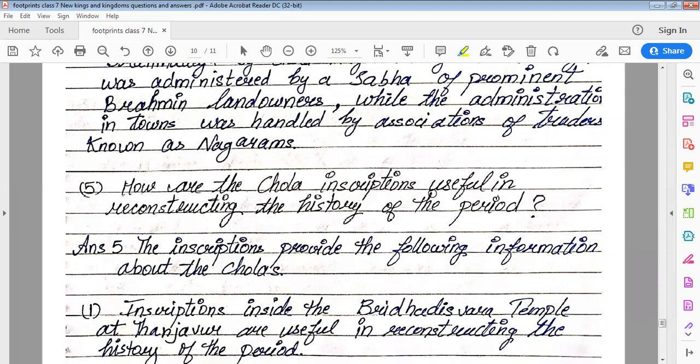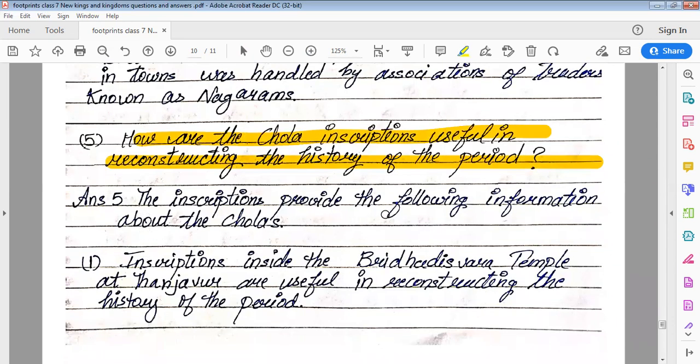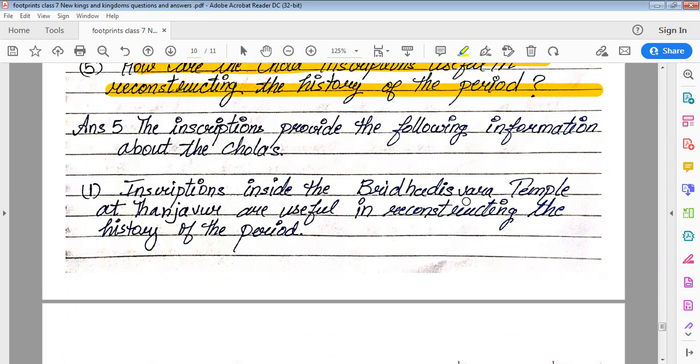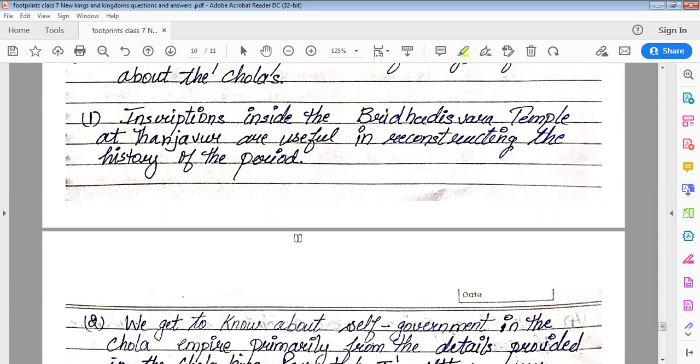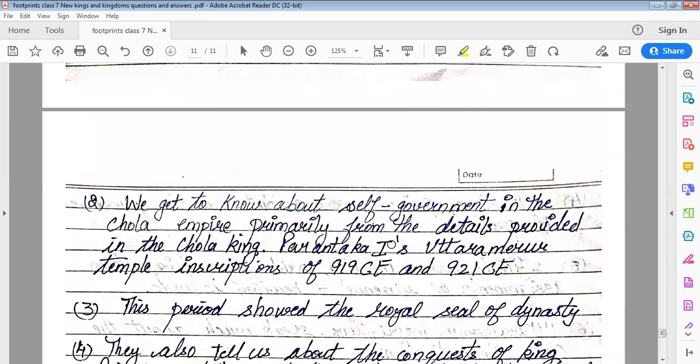How are the Chola inscriptions useful in reconstructing the history of the period? The inscriptions provide the following information about the Cholas. Inscriptions inside the Brihadeshwara temple at Tanjore are useful in reconstructing the history of the period. We get to know about self-government in the Chola empire, primarily from the details provided in the Chola king's records.